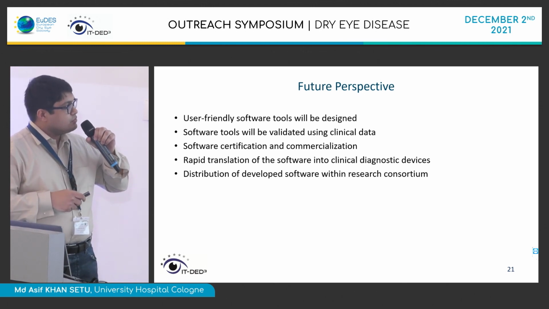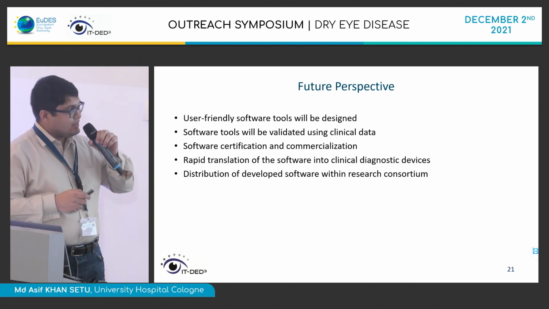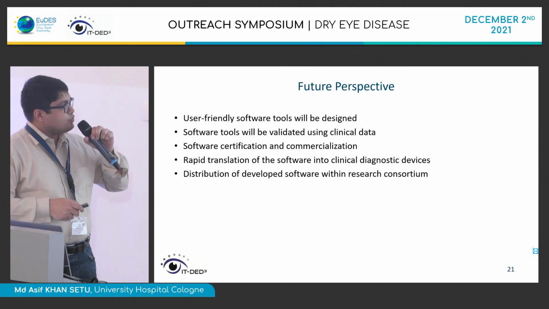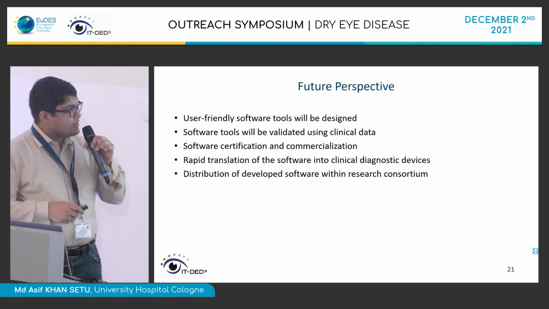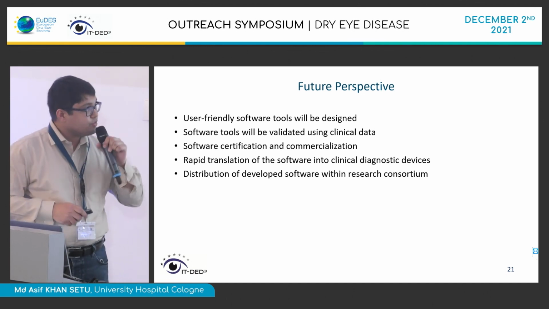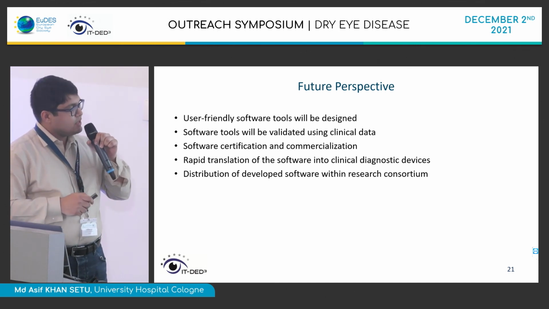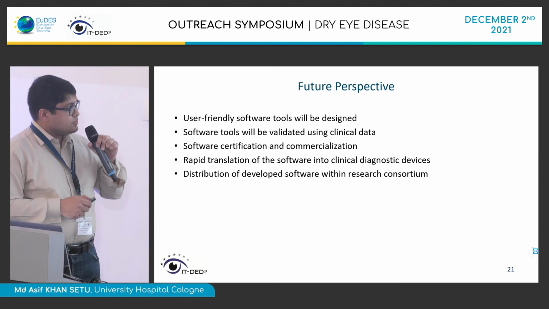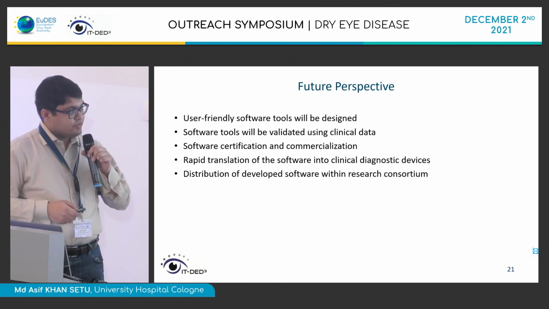We also try to acquire the CE certification to use the software clinically, and we want to commercialize these software tools. We also try to implement this software in commercially available devices. We have already communicated with Heidelberg Engineering to implement the dendritic cell and corneal nerve software into their HRT-RCM3 devices. And if possible, after the validation, we could distribute the software to our research consortium for image analysis.